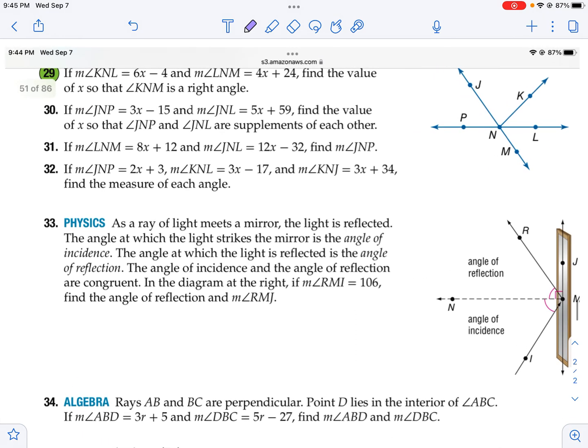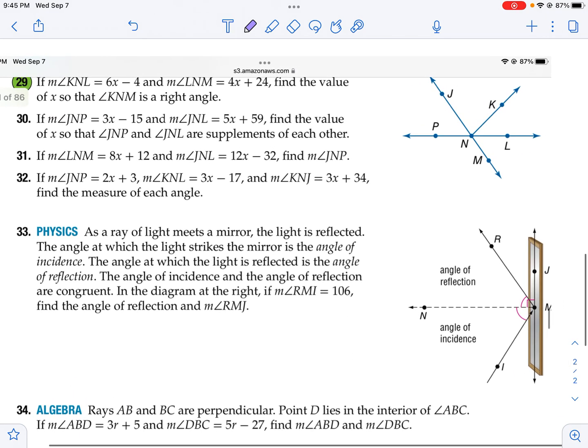Here's a quick video on 32 and 35. On number 32, we're given that JNP, which is right here, from J to N to P, is 2x plus 3. We're given that KNL is 3x minus 17, and KNJ is 3x plus 34. I want to find the measure of each angle in degrees.